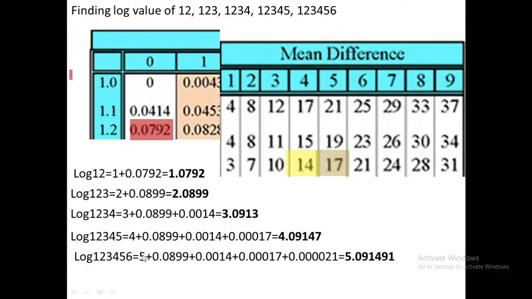In the same way we can calculate the log value of 1,23,456. Again, there are 6 digits, so we will write 5, then 0.0899 for 12 on 3, then 0.0014 for the mean difference of 4, 0.00017 for the mean difference of 5, and 0.000021 for the mean difference of 6. So the final value will be 5.091491.